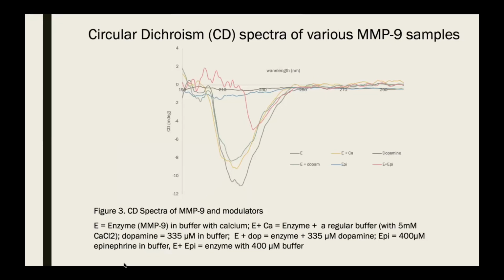So we did a CD spectra of various MMP9 samples to find out which modulator would cause the MMP9 to change its conformation. The lowest line on the CD spectra is just the regular MMP9 enzyme, which is our standard, and we used epinephrine as our modulator, which we found caused a conformational change to the protein, which is the reddish pink line above.